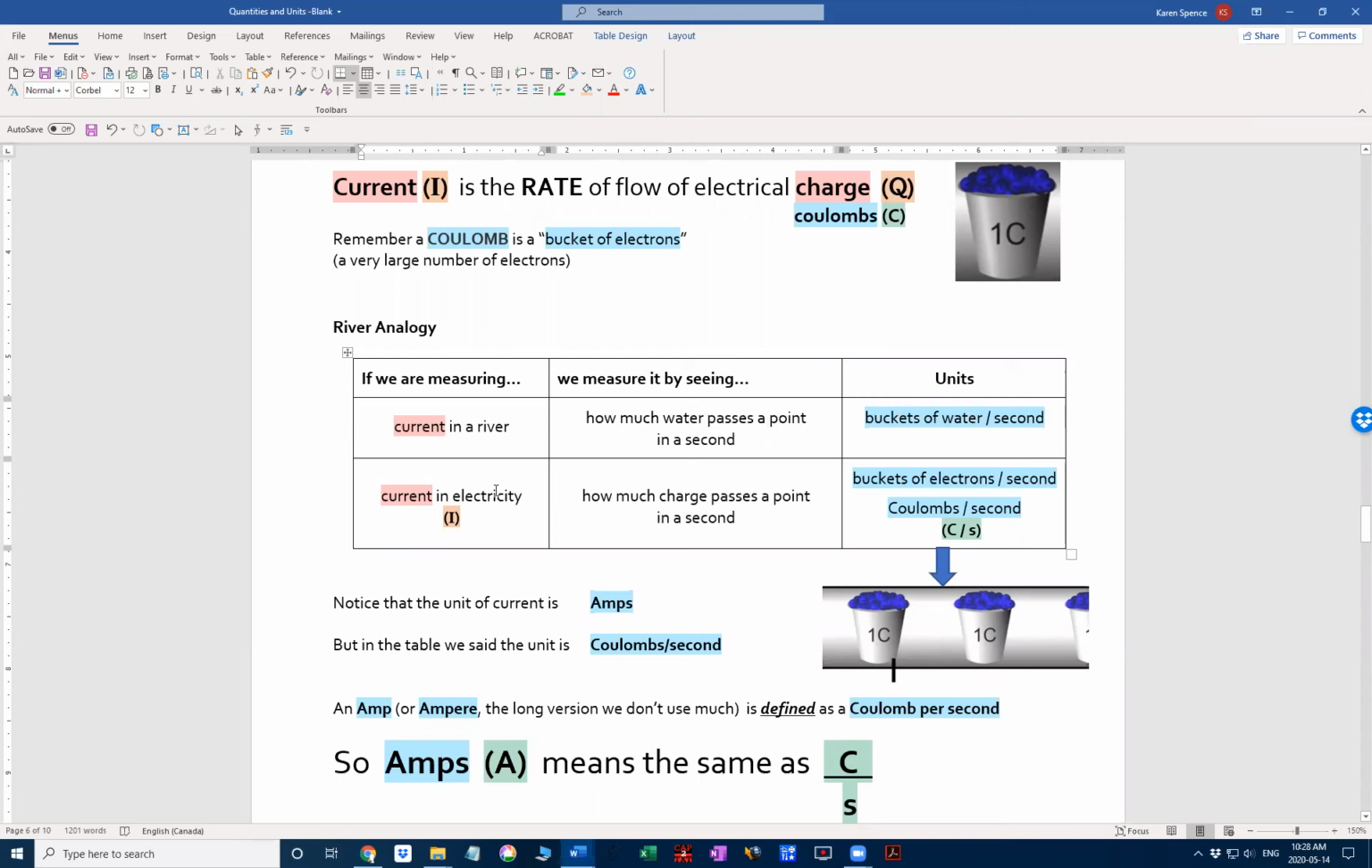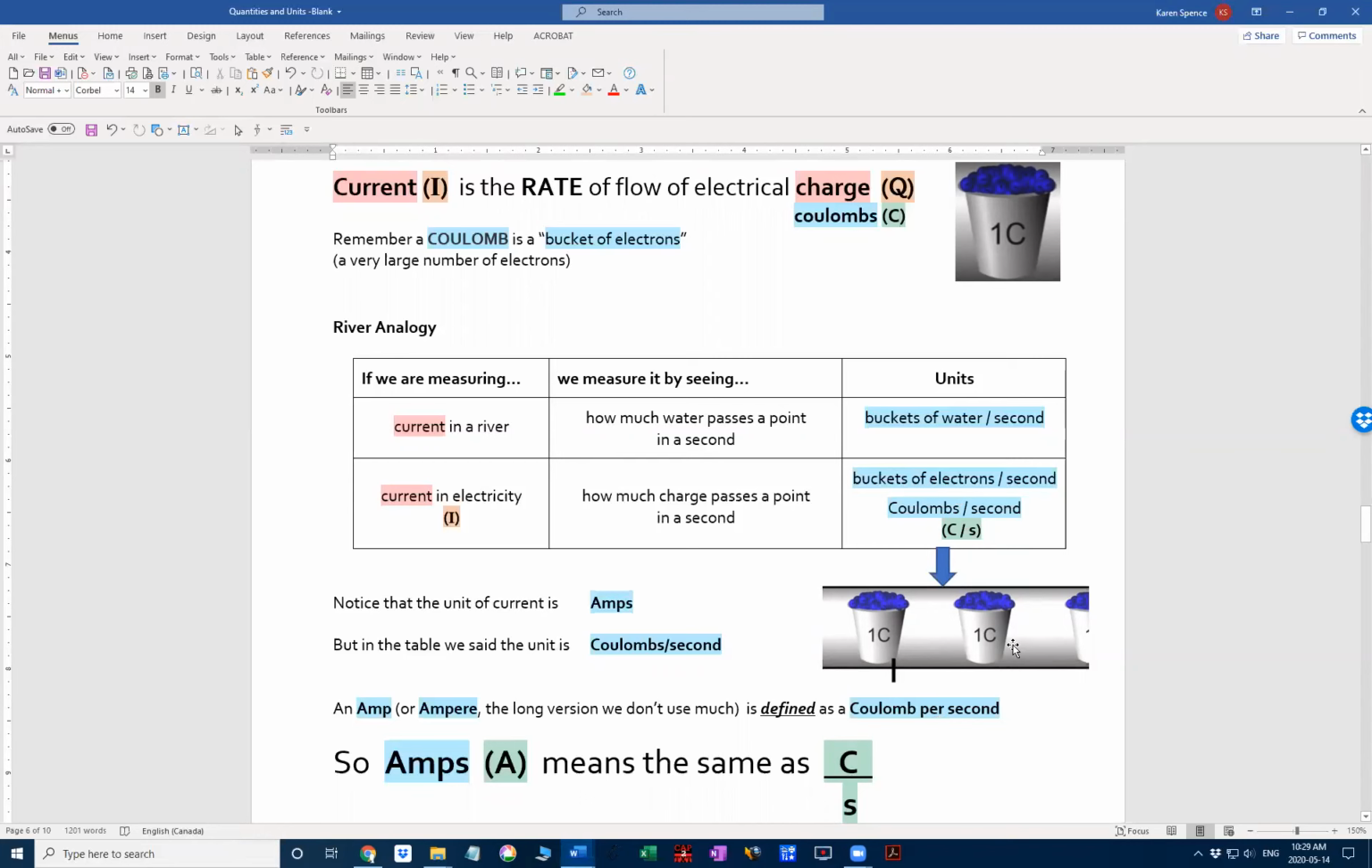Current in electricity, its symbol is, remember, I for intensity of current. How much charge, and remember charge is measured in coulombs, and the symbol for charge is Q, and the unit for coulombs is C, the abbreviation. We measure current in how much charge passes a point in a second. So we could have the number of buckets of electrons passing a point per 1 second. In other words, the number of coulombs per second, or C per S.